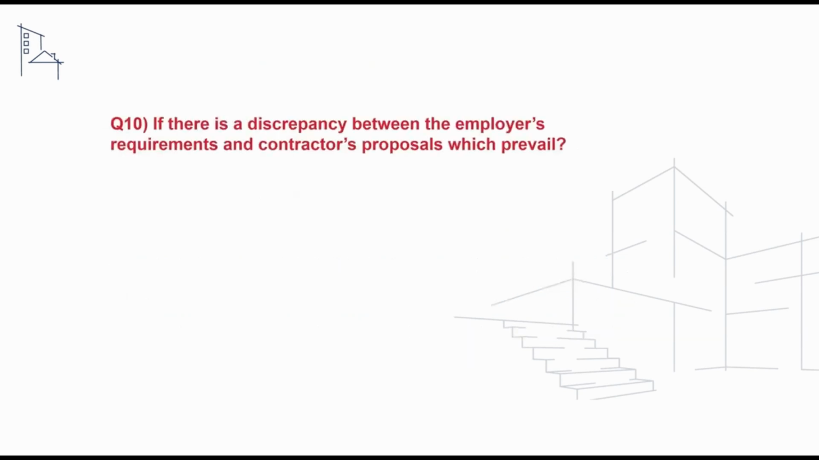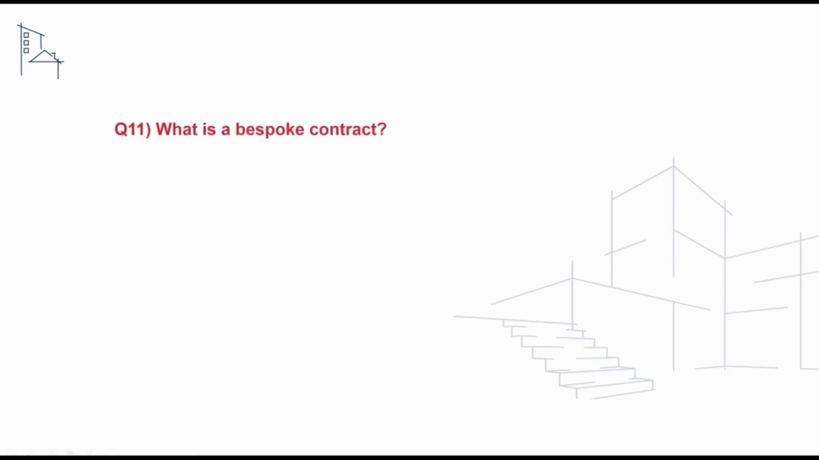The next question we'll take a look at is if there is a discrepancy between the employer's requirements and contractor's proposals, which documentation prevails? And to address this, we would need to advise that the contractor's proposals take precedence in the order of hierarchy, as these sit above the employer's requirements. The next question we'll take a look at is what is a bespoke contract?